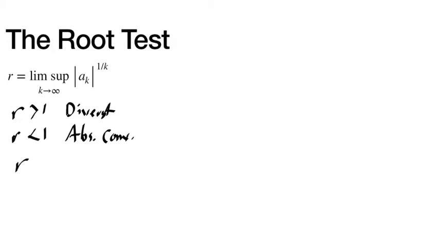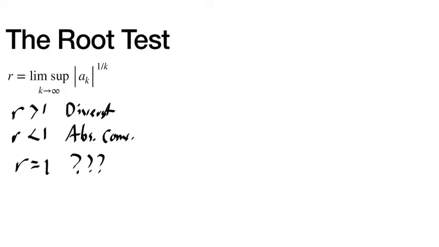so we're taking the lim sup of these, and we're going to have the exact same thing as we had before. So if r is bigger than 1, then it's divergent. I said the wrong one. And if r is less than 1, then it's absolutely convergent. But if r equals 1, then we have no idea. We have to keep going.